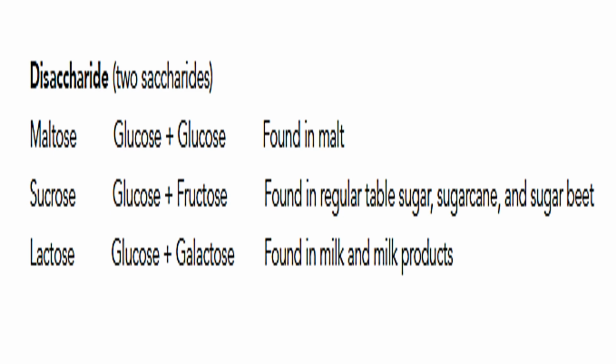Okay then, so these are the different components of the three common types of disaccharides: maltose, sucrose, and lactose. Maltose is composed of two glucose units that can usually be found in malt, while sucrose is composed of glucose and fructose that can be found in regular table sugar, sugarcane, and sugar beets, while lactose is composed of glucose and galactose that can be found in milk and other milk products.